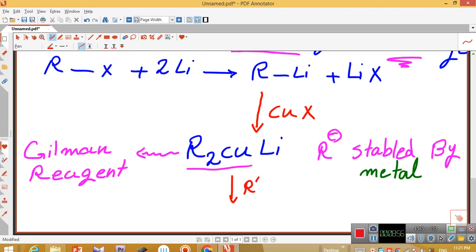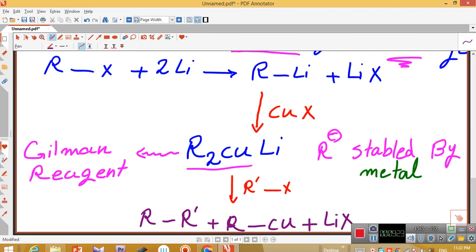So after that, we will have R2Cu lithium because of hyperconjugation between the orbital of alkyl and the empty d orbital in the metal. But later I will explain it. Okay, what happens, my friend? In here, we will have R negative that will attack the alkyl halide.